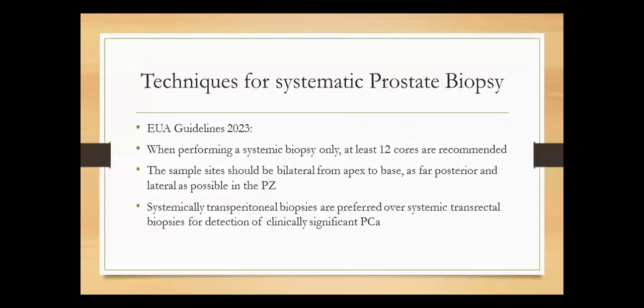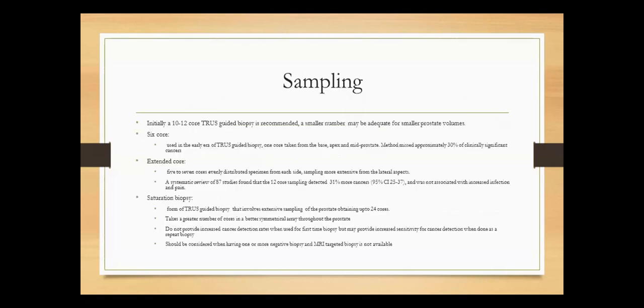So when it comes to techniques for systematic prostatic biopsy, as per the EAU guidelines of 2023, when performing a systematic biopsy only, at least 12 cores are recommended. The sampling sites should be bilateral from the apex to the base, and as lateral as possible in the peripheral zone. Systematic transperineal biopsies are preferred over transrectal biopsies for detection of prostate cancer.